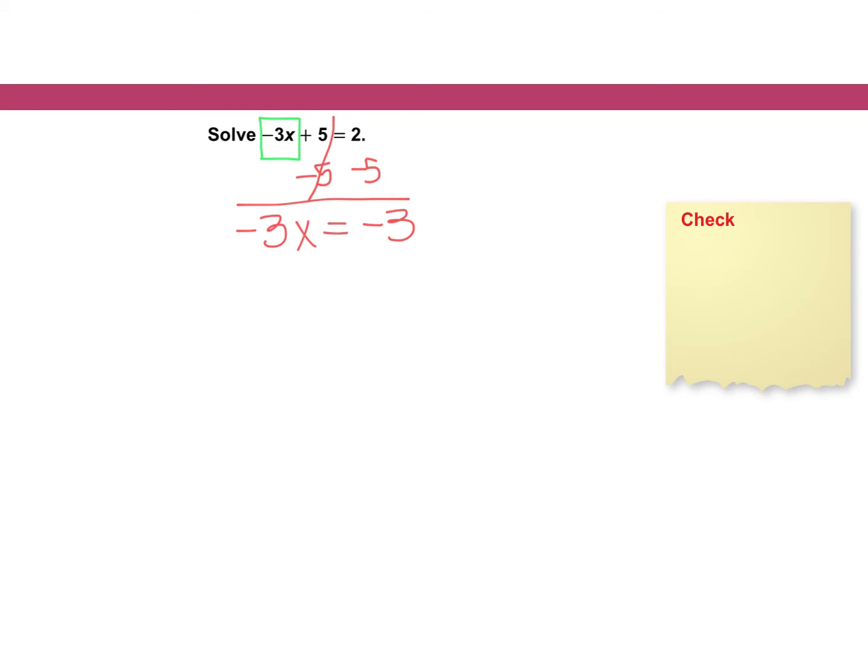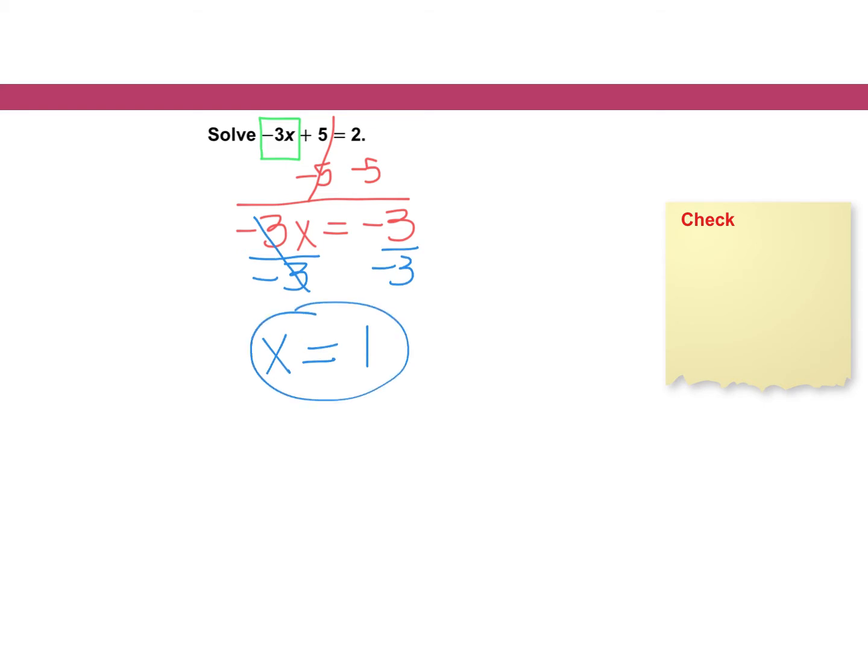So now I'm right back to an equation that we just got done spending a couple days solving. I have negative 3 times x equals negative 3. To undo that multiplication, I can divide both sides by negative 3. These cancel, and I'm left with x equals negative divided by negative is a positive, and 3 divided by 3 is 1. So I get x equals 1.